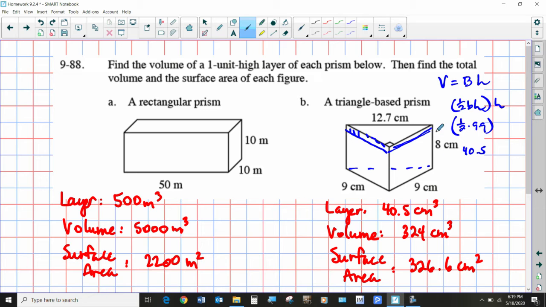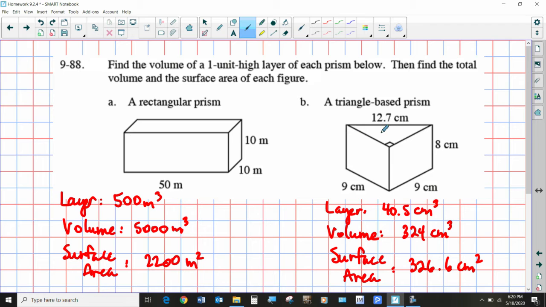Now for the height, for the volume, you're going to multiply that times 8. When you take 8 times 40, that's 320, and 8 times 1/2 is 4. So 40.5 times 8 is going to be 324. So that's the number of total cubic centimeters that would fit inside this triangular prism.